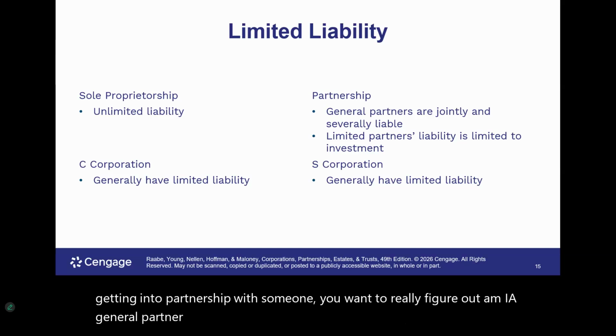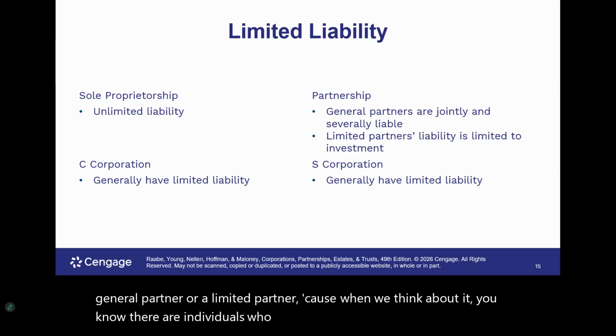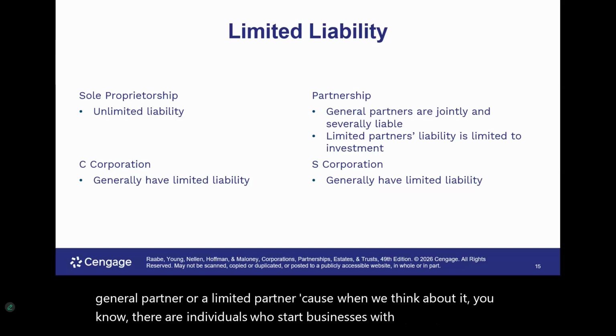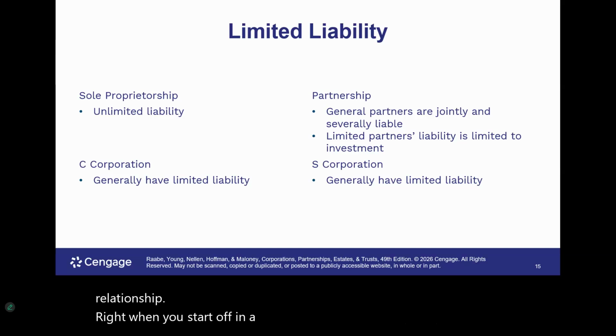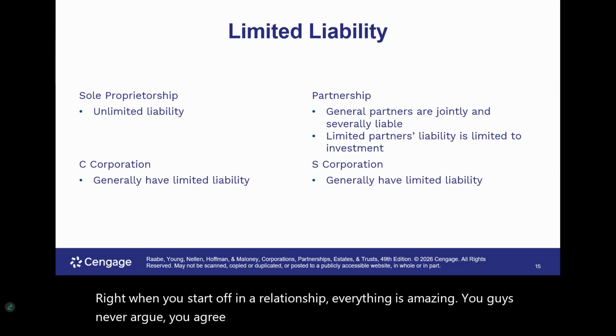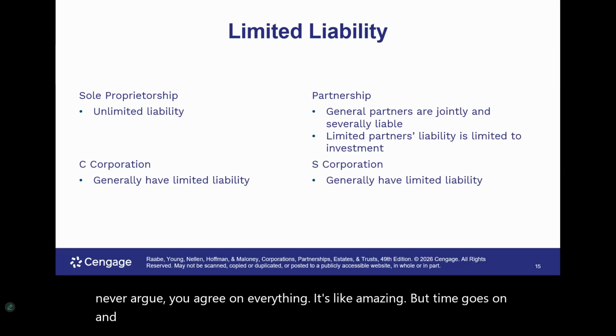Because when we think about it, there are individuals who start businesses with their spouses, with family members, all of these things. But think of it like a relationship, right? When you start off in a relationship, everything is amazing. You guys never argue, you agree on everything, it's amazing. But time goes on and arguments start to arise. There are disagreements. You guys can't seem to agree on anything.